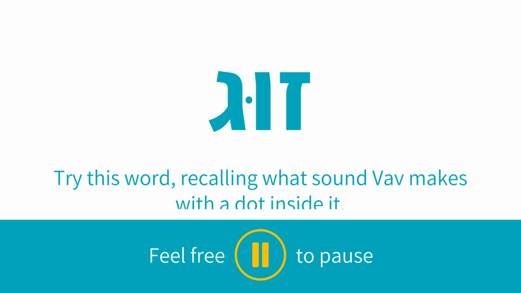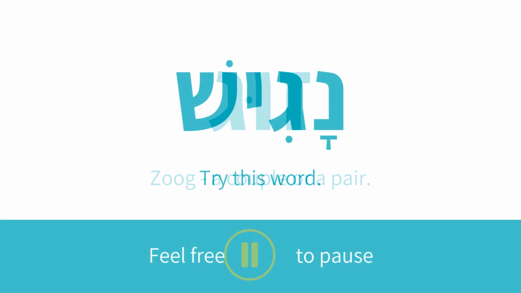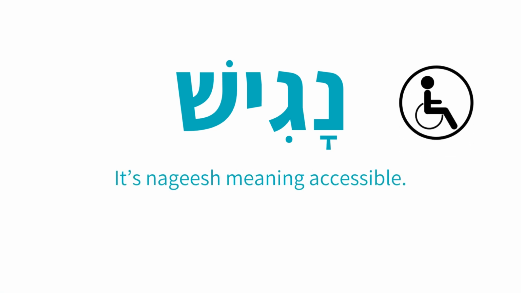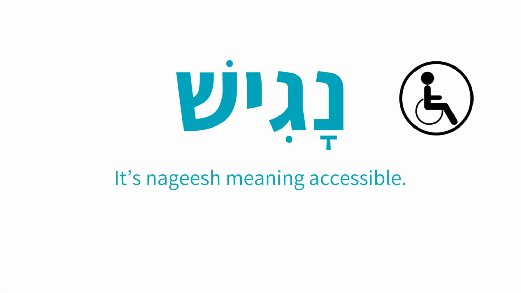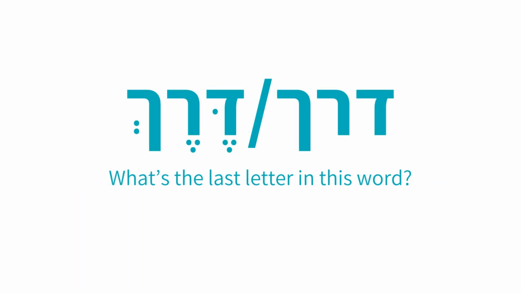Try this word, recalling what sound Vav makes with a dot inside it. Zug, a couple or a pair. Try this word. It's nagish, meaning accessible. Name these letters and make their sounds. What's the last letter in this word?